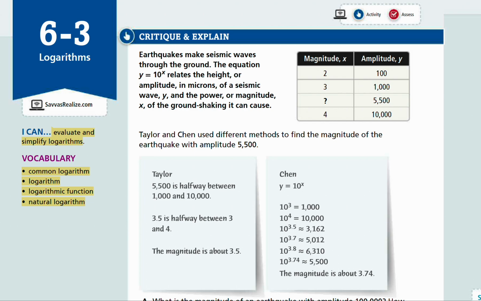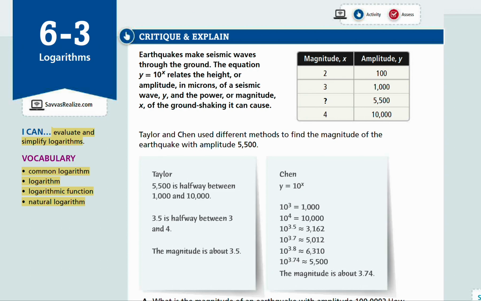In this lesson, you'll be able to evaluate and simplify logarithms. The lesson vocabulary are common logarithm, logarithm, logarithmic function, and natural logarithm. So we'll explore the logarithms today.